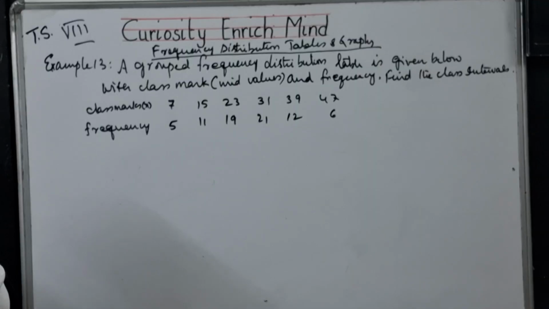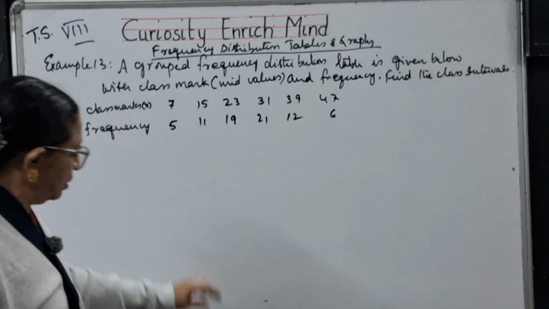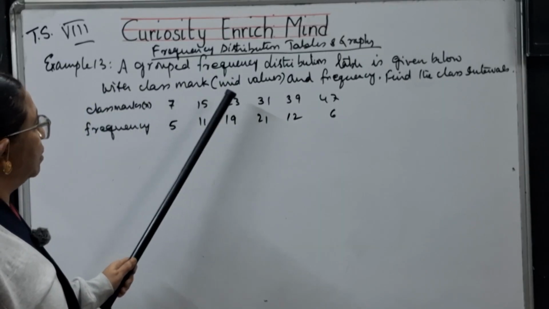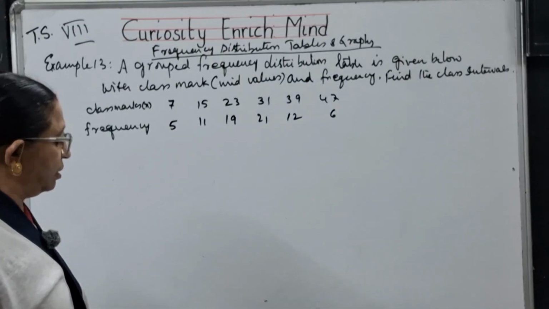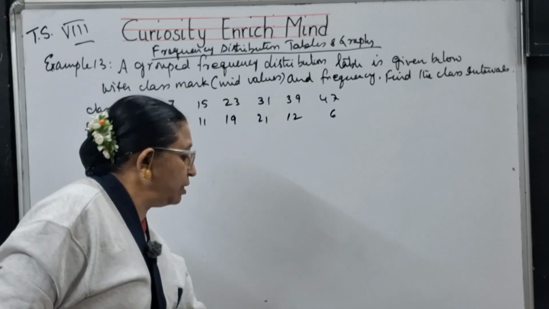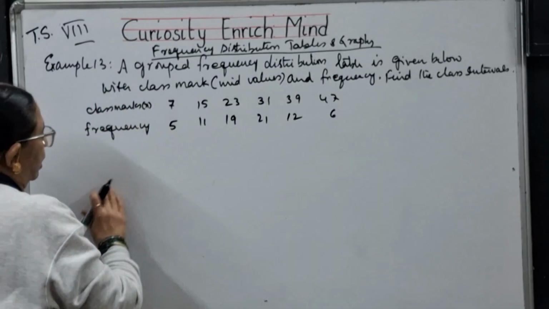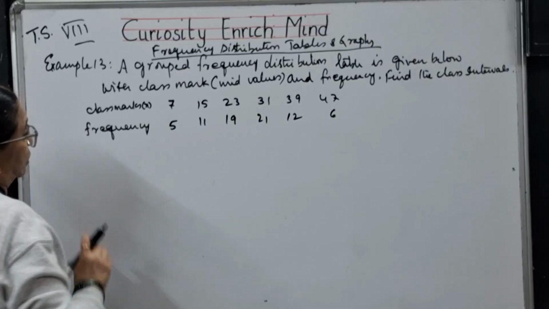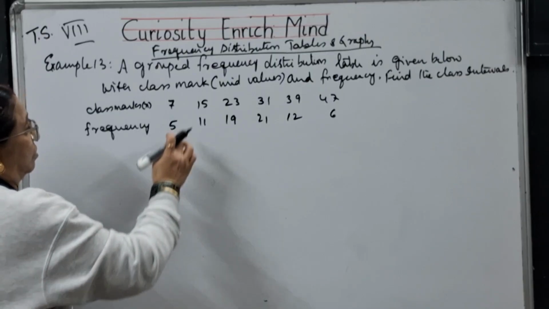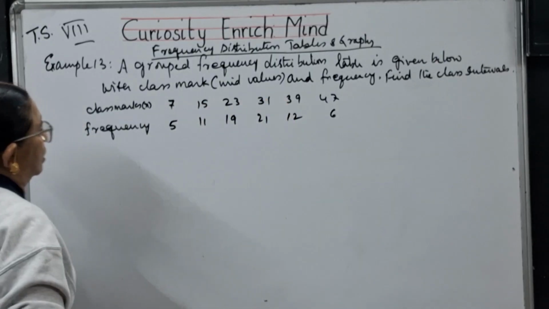So in this example 12 I have already done. Now example 13: a grouped frequency distribution table is given below with class marks, which are called mid values, and frequency. Find the class intervals. To find the class intervals, first you should see whether the difference between the consecutive terms in the class marks is the same or not.